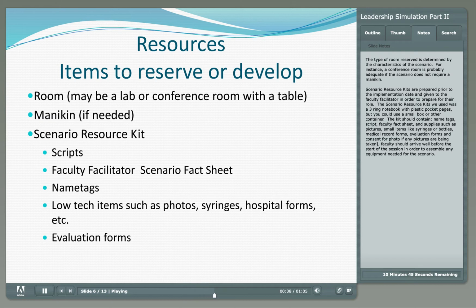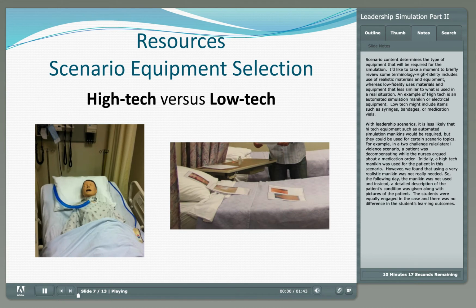The kit should contain name tags, script, faculty fact sheet, supplies such as pictures, small items like syringes or bottles, medical record forms, evaluation forms, and if you're taking pictures, consent for photo. And faculty should also plan to arrive well before the start of the session in order to assemble any equipment needed for the scenario.